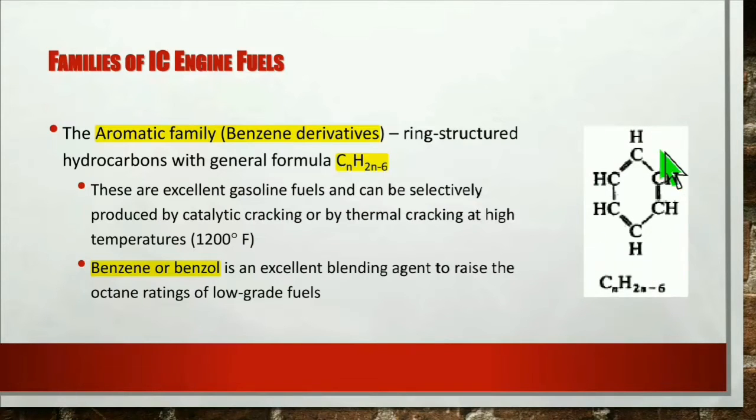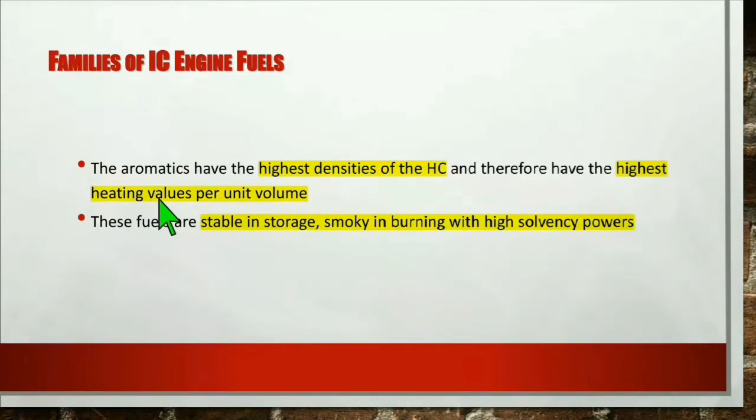These are excellent gasoline fuels and can be selectively produced by catalytic cracking or by thermal cracking at high temperatures, almost 1200 degrees Fahrenheit. Benzene or benzol is an excellent blending agent to raise the octane ratings of low-grade fuels. The aromatics have the highest densities of the hydrocarbons and therefore have the highest heating values per unit volume. These fuels are stable in storage, smoky in burning, with high solvency powers.